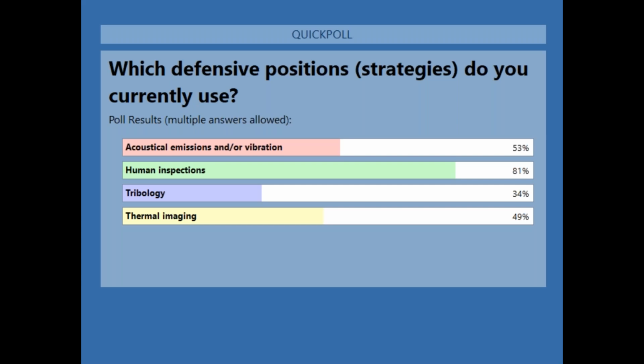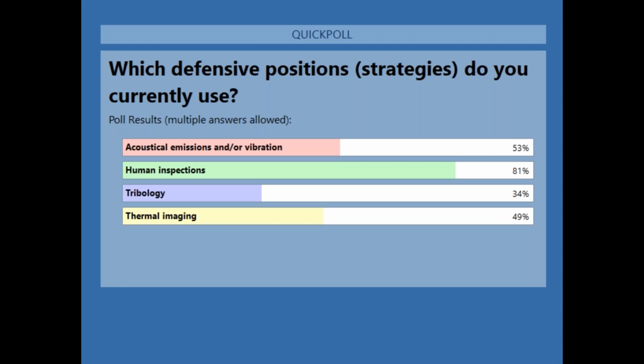53% are using acoustical or vibration, 81% human inspections, 34% tribology, and 49% thermal imaging. Okay. So we have a pretty good utilization of some of the key tools, and that's great. That's getting you a good, solid understanding of what's going on in your equipment, in your assets.